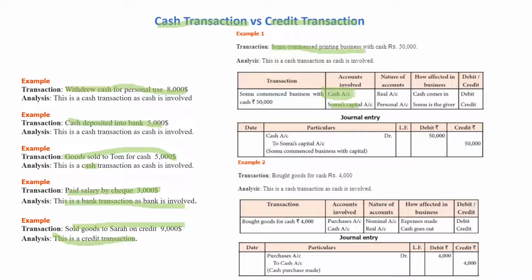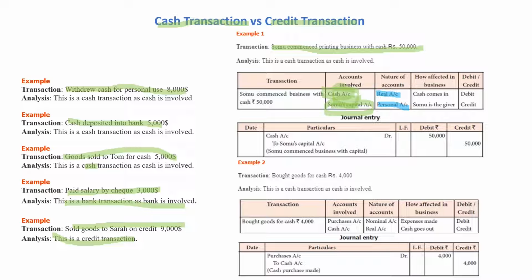Somu commenced printing business with $50,000. Here we find the two affected accounts. One is the cash account, the other one is Somu's capital account. Now we are going for the rules. Cash is a real account, as we see here, and Somu's capital account is a personal account because this is a person. Somu's capital is related to a person.